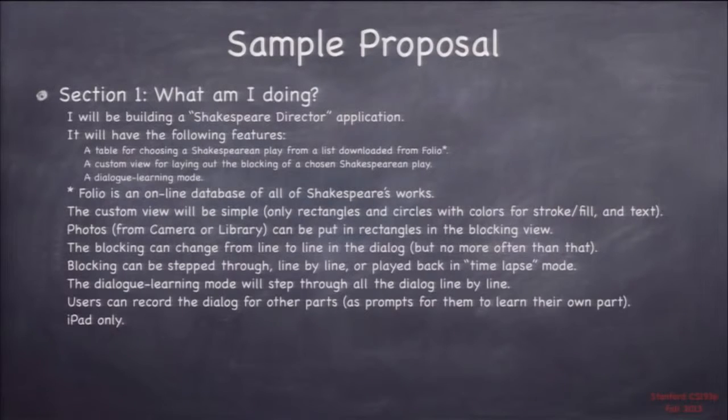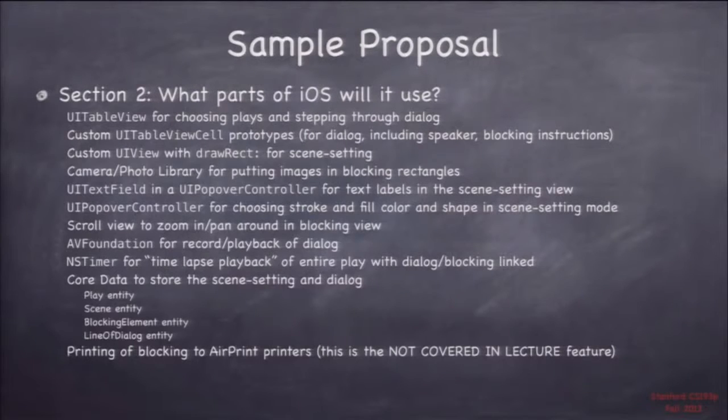It has a way to bring up a Shakespeare play from the Folio database. And then you can lay out the blocking, which is like where the scene's set up, where the people are standing and all that stuff, of each scene lined up with the dialogue. And there's also a dialogue learning mode for people who want to learn their lines. It'll say the other parts and then you can say your own part. So you can see that this is a description of what it does as opposed to how you're going to do it.